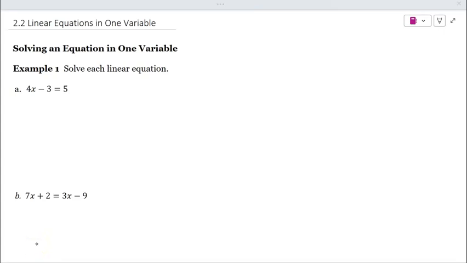Solving an equation in one variable. When we are solving linear equations, our goal is to get x on one side of the equation and the numbers onto the other side. We want to end up with x equals and then some value. We actually use order of operations for this. We learned that order of operations has this acronym PEMDAS.